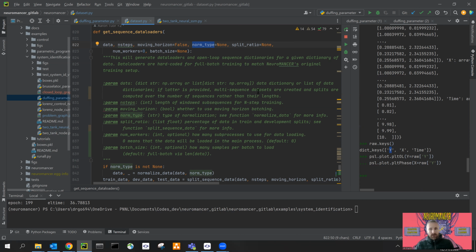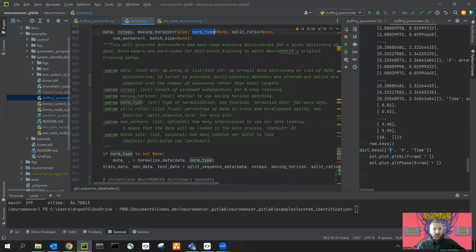Number of workers by default is 0, and it is how many subprocesses will be used for data loading in the PyTorch data loader. For more about that, you can check the definitions in the PyTorch data loader arguments. And the batch size is how many samples per batch to load. By default, we are using full batch, but you can change this to any mini batching you would like.